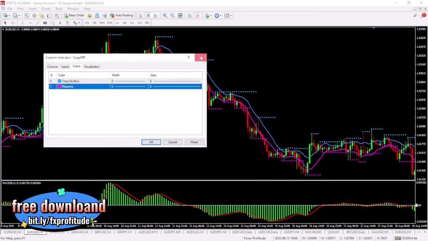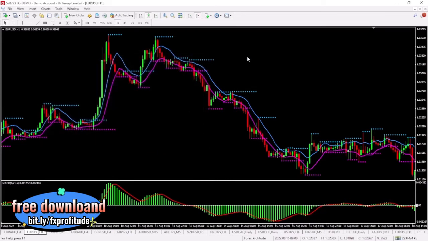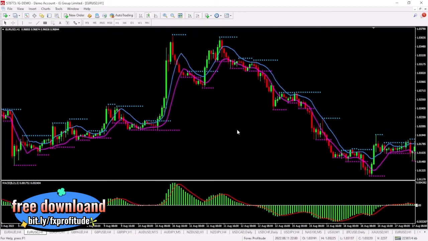What this does is it points out different fractals for us and gives us a horizontal line until that fractal is disrupted. And what this essentially means is this is support and resistance levels that we're looking for the market to close beyond in order to give us a trade. When we're looking for short trades, we want the price or a candle to close below these magenta levels. And we're looking for long trades, we're looking for the market or a candle to close above the blue levels.